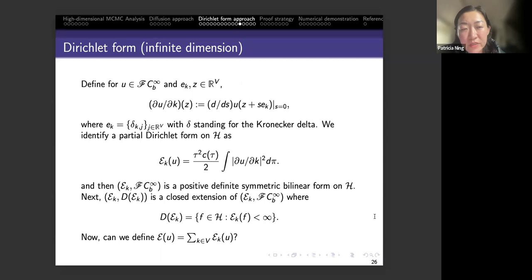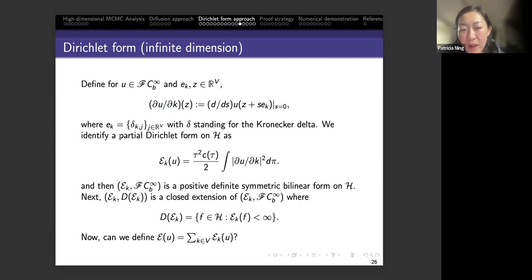So now we are ready to define the Dirichlet form. But we first need to define the partial derivatives. Okay, so we have the partial u over partial e_k at z. This is defined as d over ds of u(z + s e_k) at s equals 0. That's how we define that for the infinite dimensional situation. And e_k is the delta_kj, where delta here is the Kronecker delta.